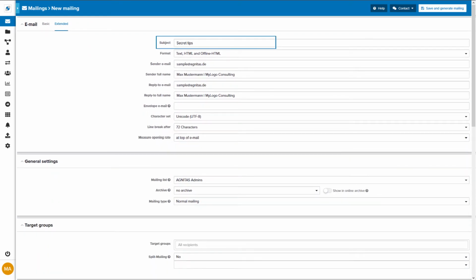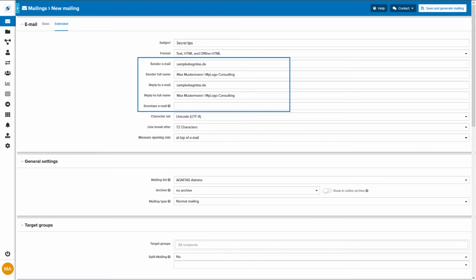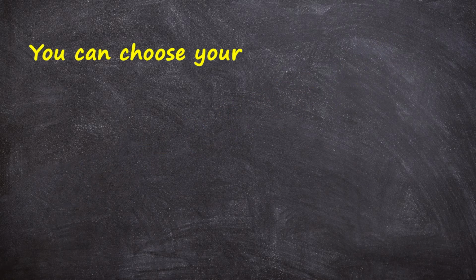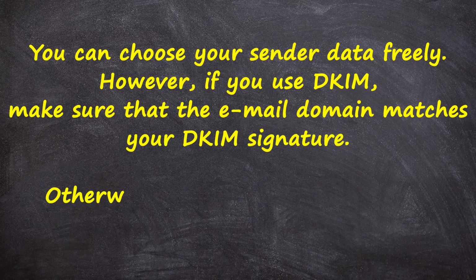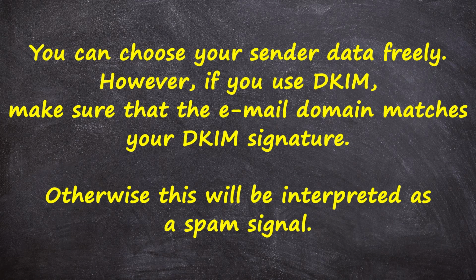Enter your subject in the email section. Leave the setting for format as it is. If your contact details are not yet pre-filled by the template, enter them here. Important: you can choose your sender data freely. However, if you use DKIM, make sure that the email domain matches your DKIM signature. Otherwise, this will be interpreted as a spam signal.